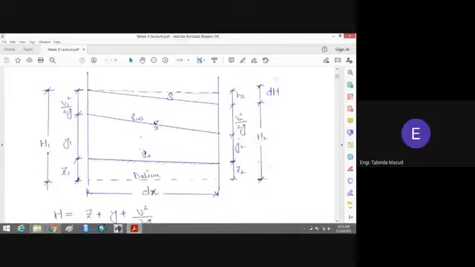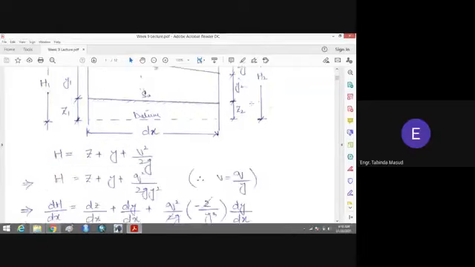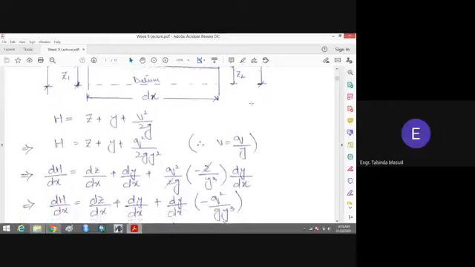Head loss is denoted by DH, where DH is the difference between the two heads. Of course, the difference between the two heads is actually the total head. Okay, so this is all about the figure. Now what we are going to do, we will say that total head is equal to Z plus Y plus square of V divided by 2G, and then we will take the derivative of this.